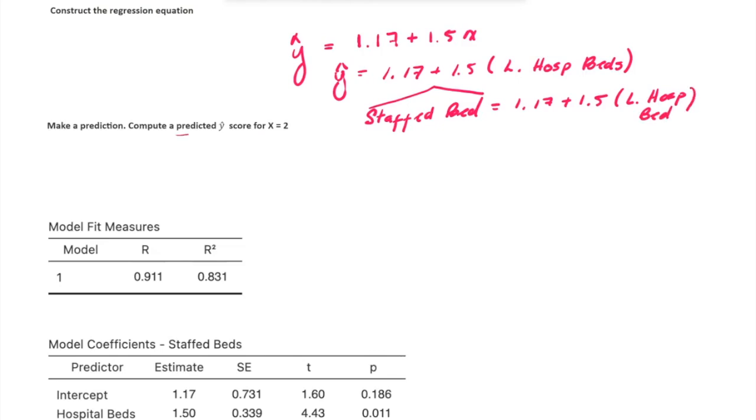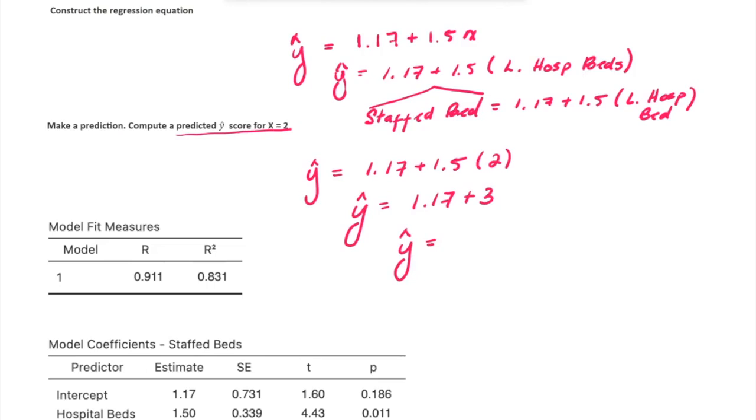So the next thing is actually to find that prediction. So y hat is going to be 1.17 plus 1.5. In this case, we wanted to see what the prediction is going to be when we have 2 licensed hospital beds. So that is plus 3.17. Well, that's an interesting number.